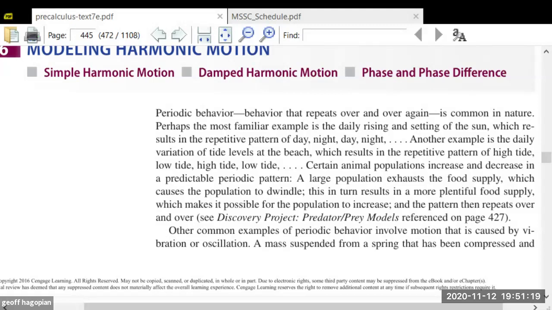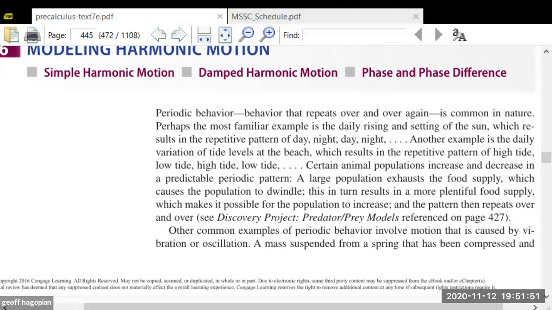Another example is the daily variation of tide levels at the beach. It results in a repetitive pattern of high tide, low tide, high tide, low tide. Actually, there's neap tide and whatever the other tides are. Certain animal populations increase and decrease in a predictable periodic pattern. Is that true? Interesting. So they're getting into wildlife biology.